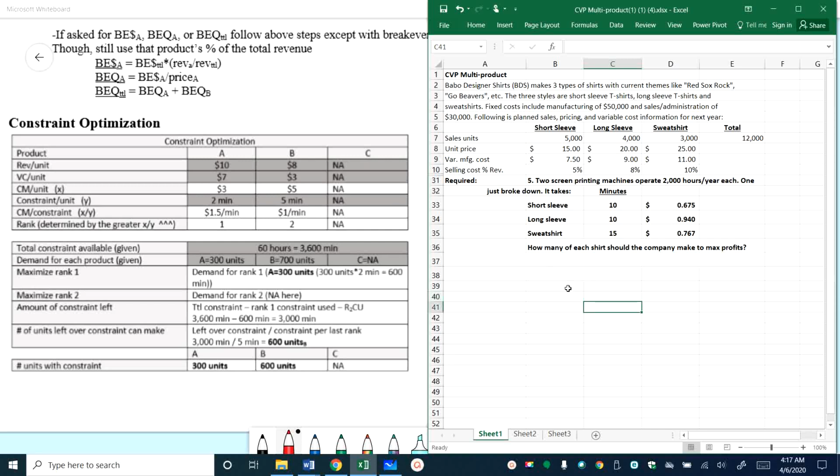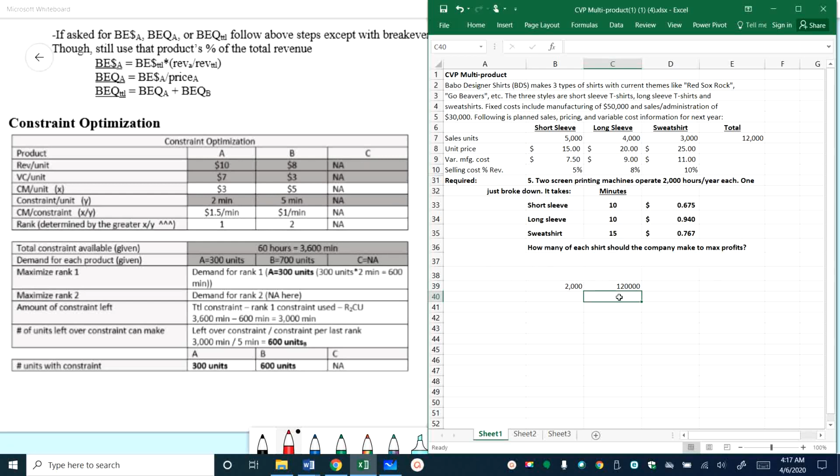And speaking of, I'll handle that now. So it says that we had 2 machines which operate on 2,000 hours per year each. So one just broke down. So we only have 2,000 hours per year. We want to turn that into minutes, so I'm going to multiply that times the 60 minutes.